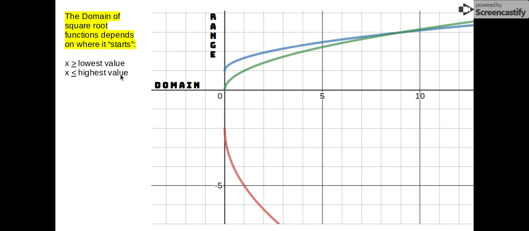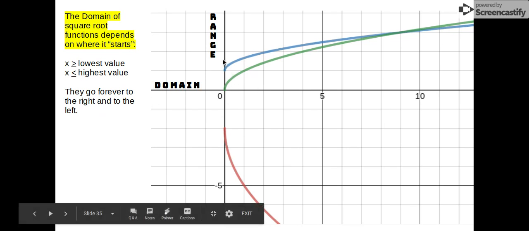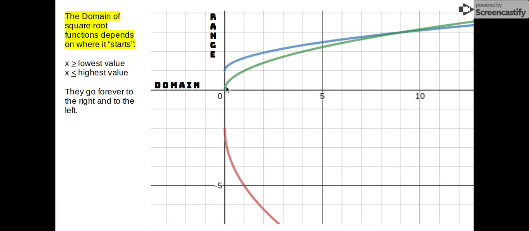You could also put that x is less than or equal to the highest value if this was turned around going the other way, which I'm not sure happens in a square root function actually. I'll have to look into that in more detail. But what you need to know is that they go forever to the right or they go forever to the left. In these examples, they all go forever to the right. They do not go forever to the left. They actually stopped right here.